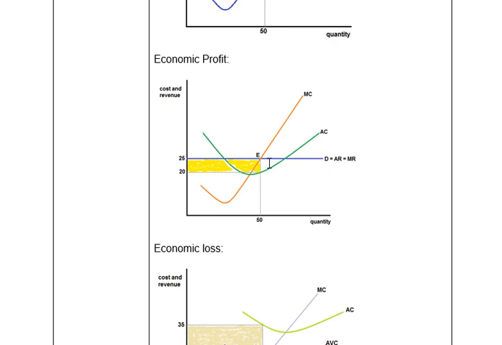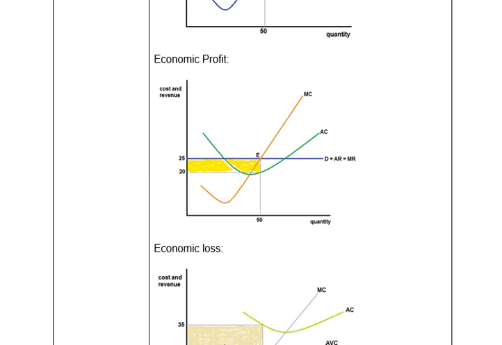Point E is my profit maximization point. What is my price? My demand curve determines my price. So there's my demand curve. My price will be 25 Rand. My profit maximizing output at point E would be 50.